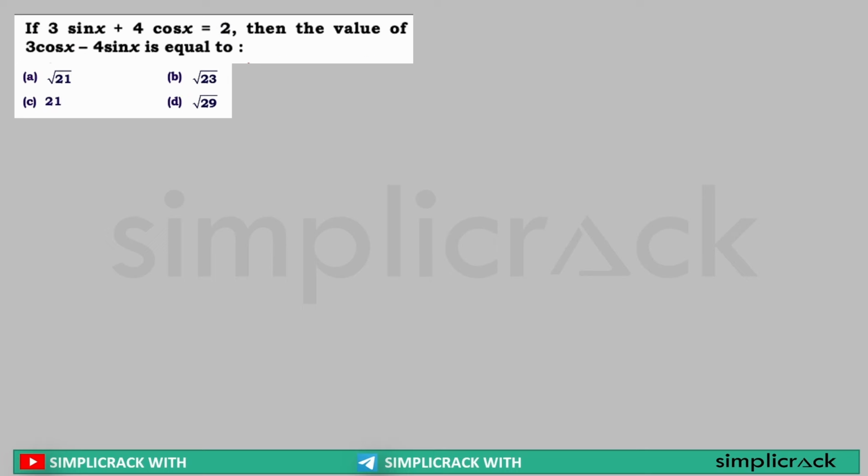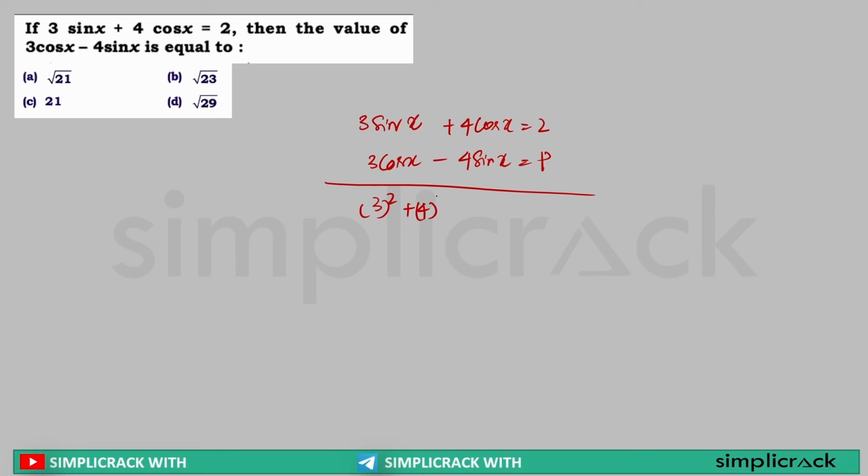Clear? Now, 3 sin x plus 4 cos x is equal to 2. Find the value of 3 cos x minus 4 sin x. Now understand what we know. If it is written like this, 3 sin x plus 4 cos x equal to 2, and 3 cos x minus 4 sin x is unknown, let's say this is P. What we know? 3 square plus 4 square will be equal to 2 square plus P square.